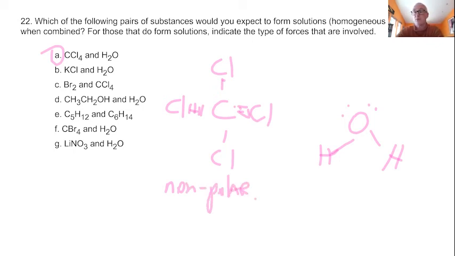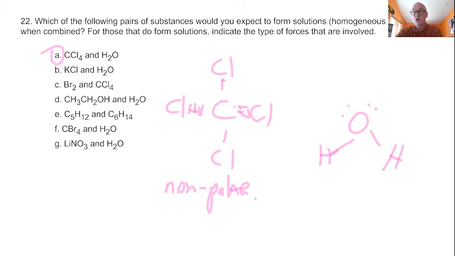Because all of its dipoles are going to cancel, it's going to have no net dipole whatsoever. So if it has no net dipole, what are the interactions that this molecule is capable of? There's only one.